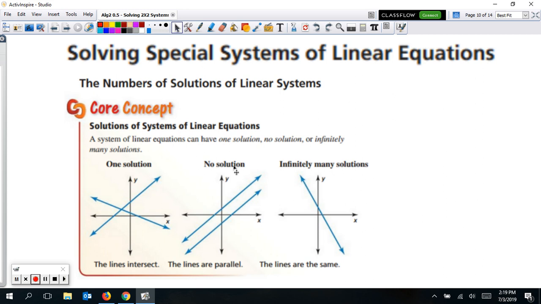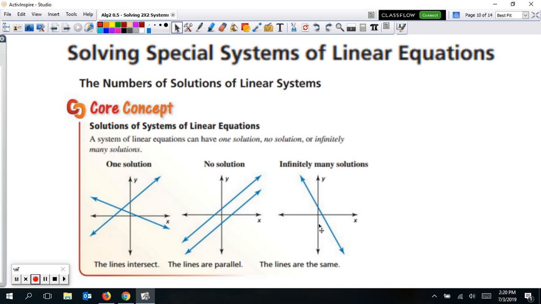You could get no solution, which is if the lines were parallel, and that's if they have the same slope. If their slope is the same, they're going to be parallel lines. The y-intercepts are different, as you can see, but they're the same exact slope. So they're never going to touch, they're never going to intersect, so that means there's never going to be a solution. Then there's this one which just shows you one line.